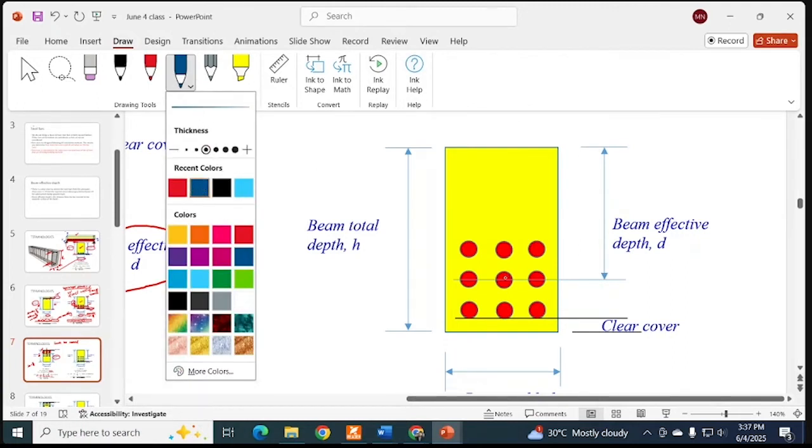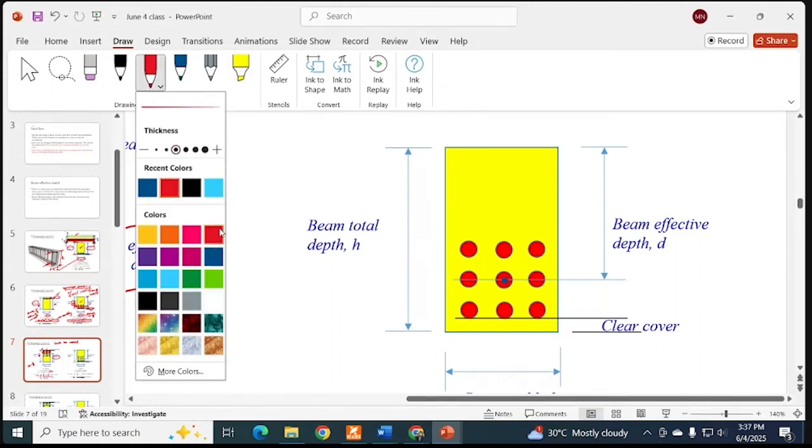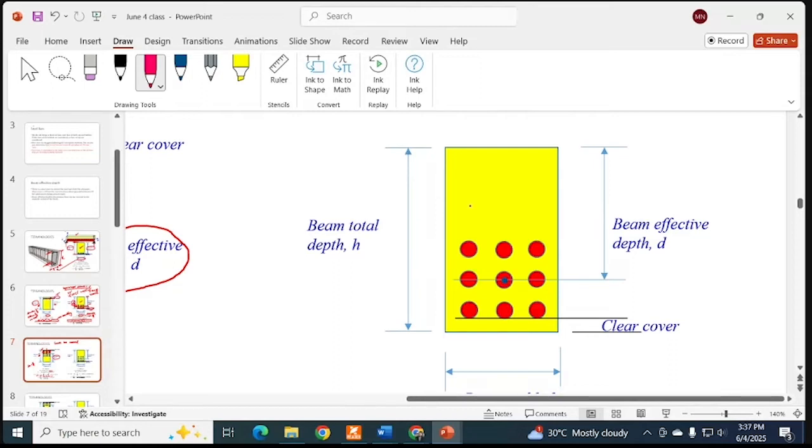বার সেন্ট্রয়েড হচ্ছে এখানে, ঠিক আছে? জি স্যার। বার সেন্ট্রয়েড হচ্ছে এখানে, গুড। দেন টোটাল ডেপথ থেকে কি কি সাবট্রাকশন করতে হবে?